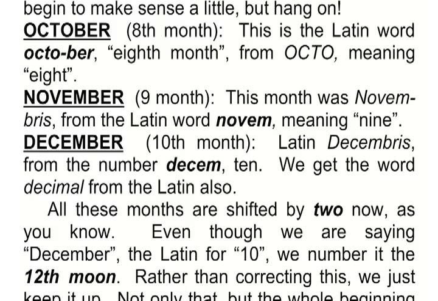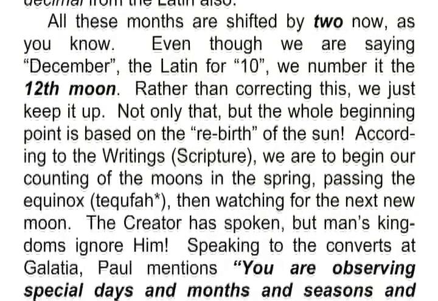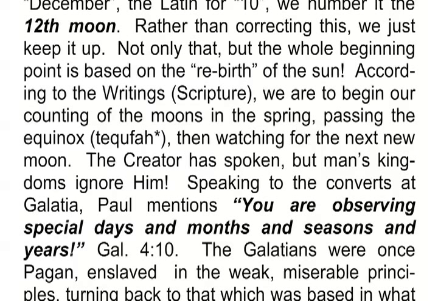Now the 10th month, December, Latin, Decembris, from the number decim, 10. We get the word decimal from the Latin also. All these months are shifted by 2 now, as you know. Even though we are saying December, the Latin for 10, we number it the 12th moon. Rather than correcting this, we just keep it up.